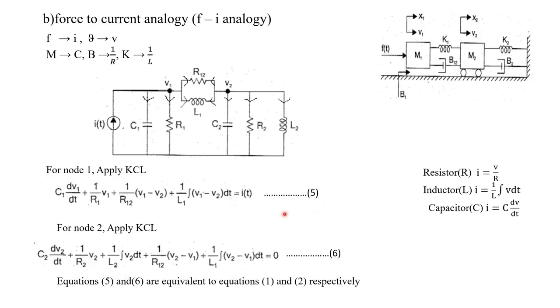When we compare equation 5 as well as equation 6 with the differential equations for mass M1 as well as mass M2, they will be in equivalent form. So we can write that equations 5 and 6 are equivalent to equation 1 and 2 respectively. In the next slide we are going to see how to compare it.